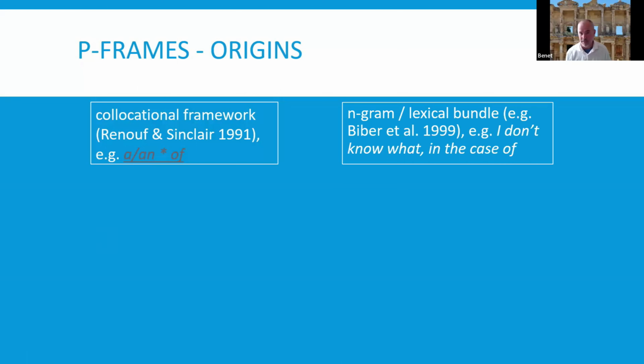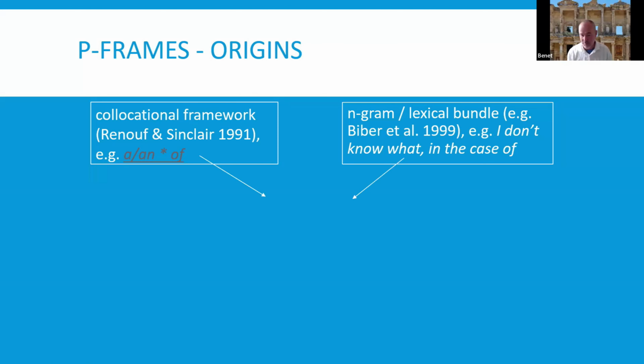You'll notice I've taken a couple of examples from the Longman Grammar of Spoken and Written English, 1999, which was the first publication to bring this to the attention of a wide audience. So we've got these two things: n-grams and lexical bundles, very systematic; collocational frameworks, very interesting, perhaps not so systematic.